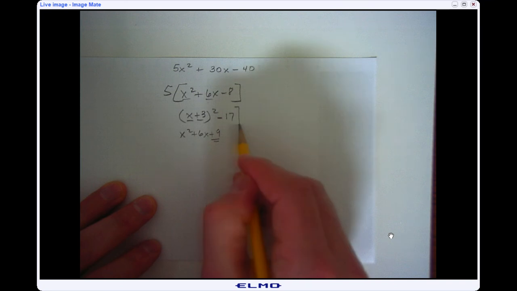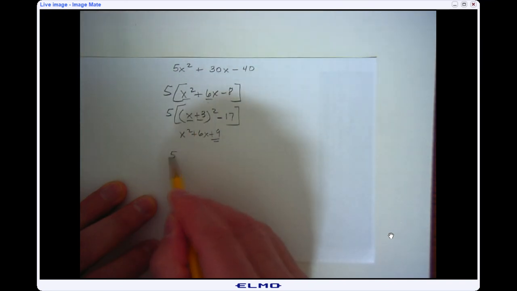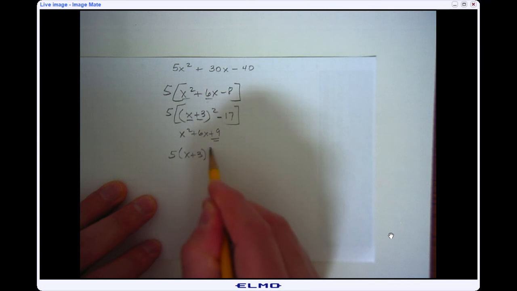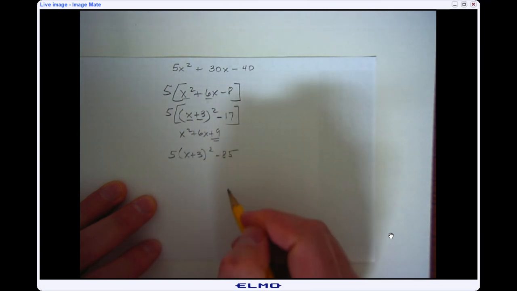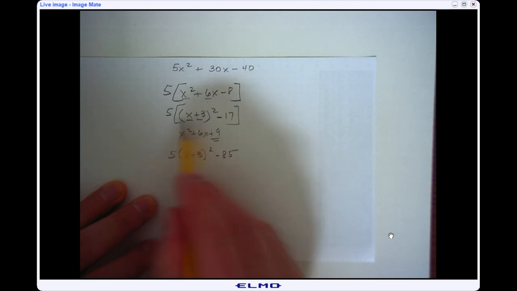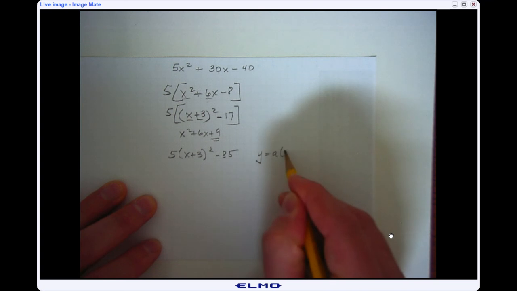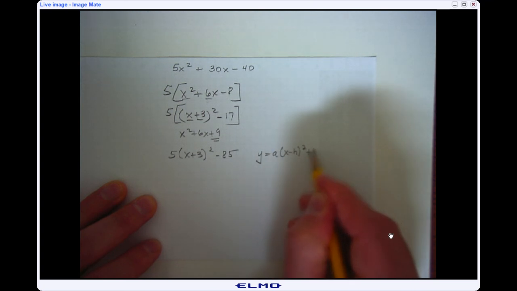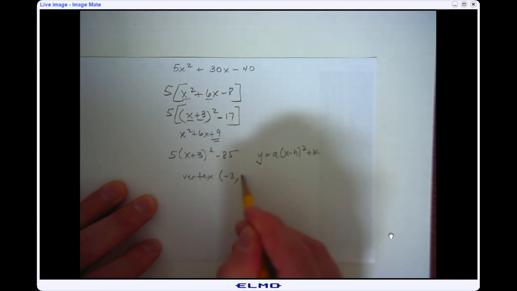My last step is to go ahead and take this and distribute that 5. So I would have 5 times x plus 3 squared, and then 5 times 17 is 85. Now remember, I don't distribute the 5 in here because you do powers before you multiply. So this is truly the graphing form of y equals a times x minus h squared plus k. If I want to find my vertex now, it's what makes this equal to 0, which is negative 3, then my k value, which is negative 85.